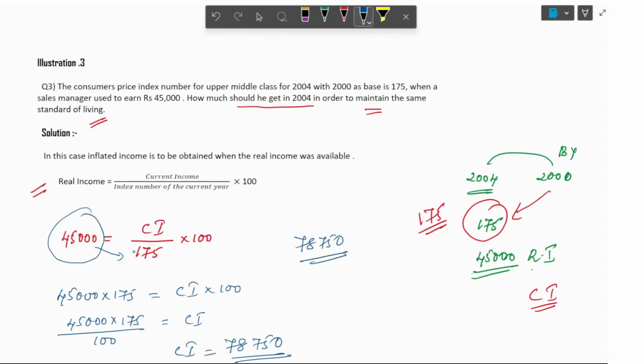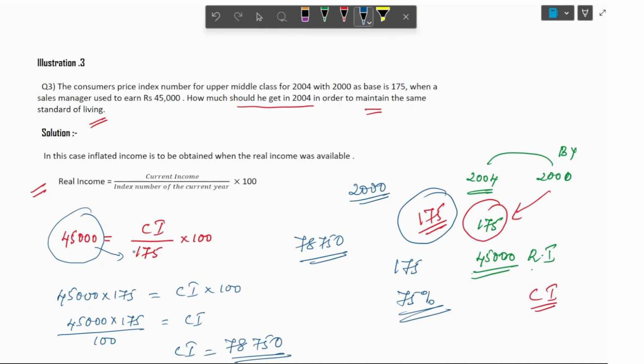That means even if the real income is 45,000, you should get a minimum of 78,750 rupees to maintain the same standard as the base year, that is 2000, because your index number is increased to 175, a 75% increase here. Therefore, you should get a minimum of 78,750 to maintain the standard of 2000, because here we compared with 2000 as the base year. So this is the way the question is normally asked. This question can be asked for a 5 marks question also. Therefore, these are the steps. Write the formula and solve it. This is like a word problem. Sometimes it's a very small calculation. They can ask you for the MCQ question also.